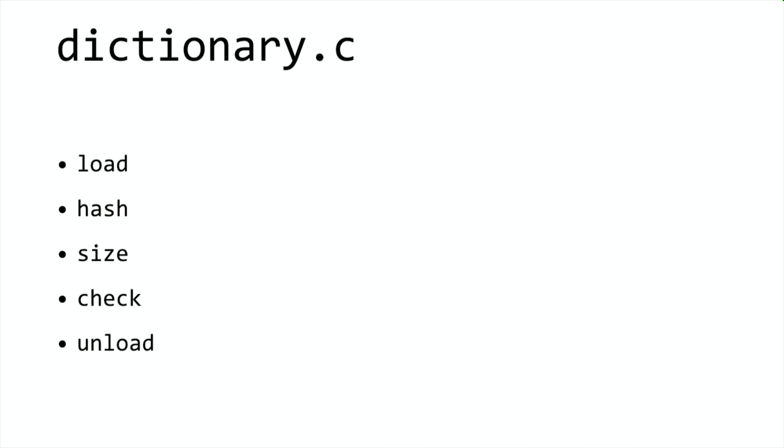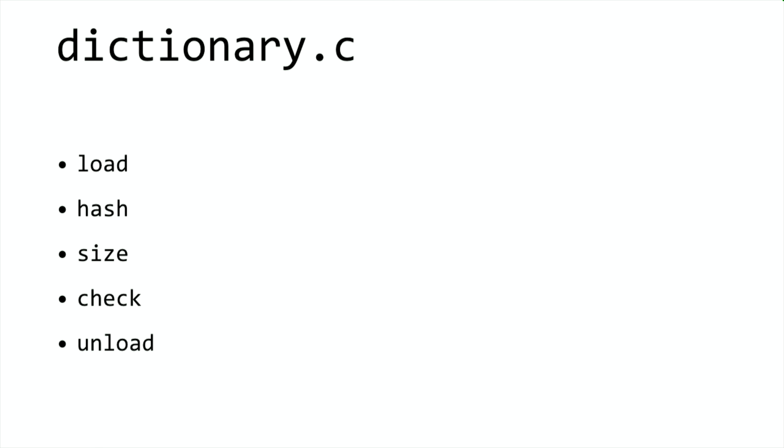Next up is a function called hash, which is going to take a word and run a hash function on it, returning some number that corresponds to that word. Next up is size, which is just going to return how many words are in your dictionary. Next is check, which will take a word and answer the question of, is this word in the dictionary or not? In other words, is it correctly spelled or not?